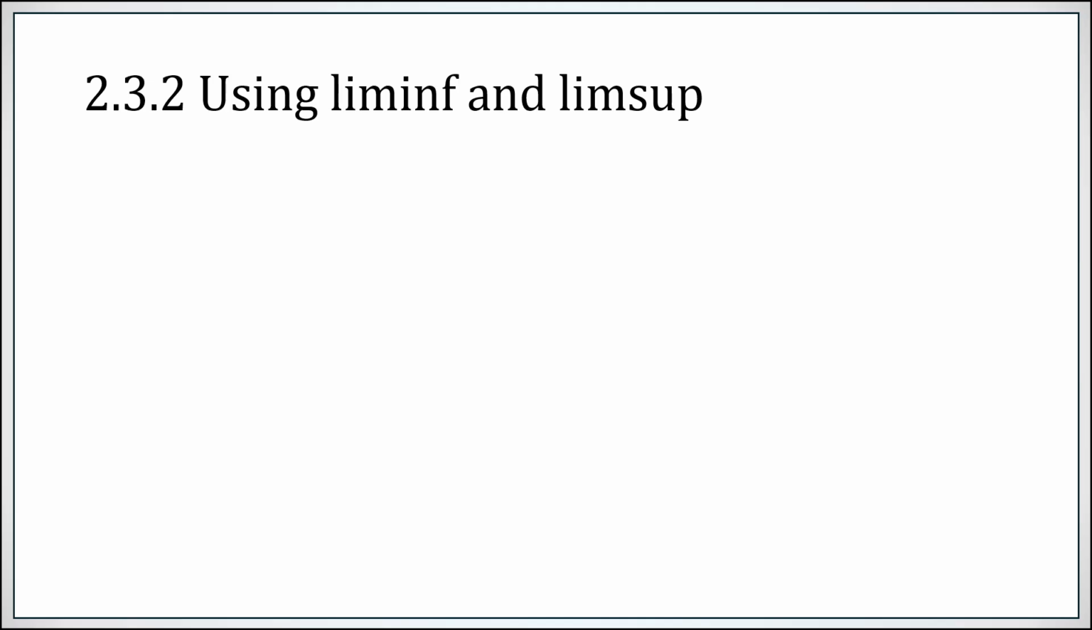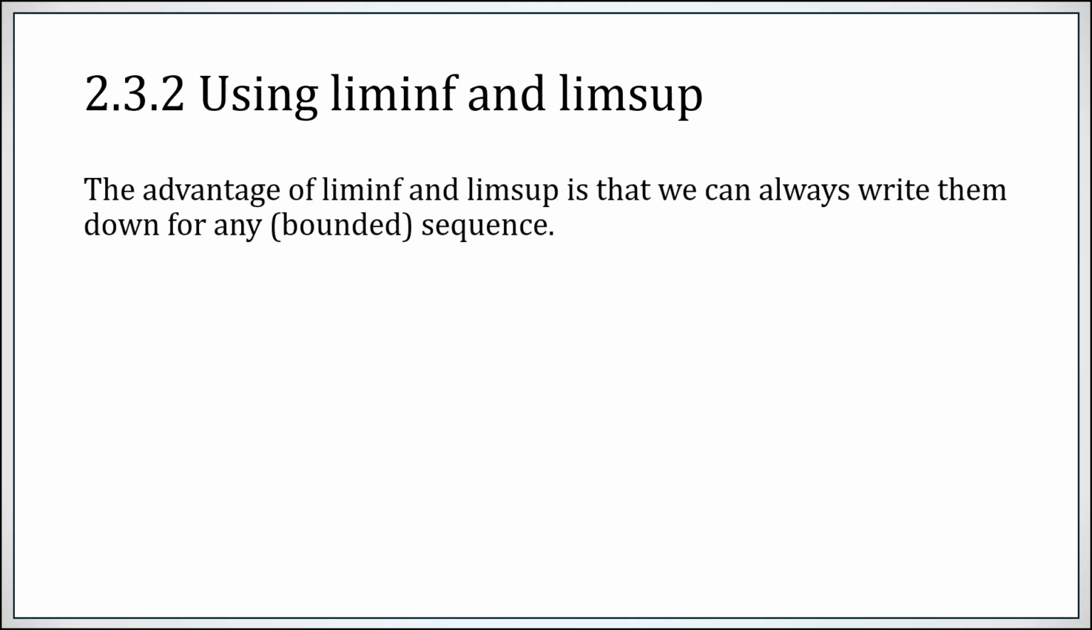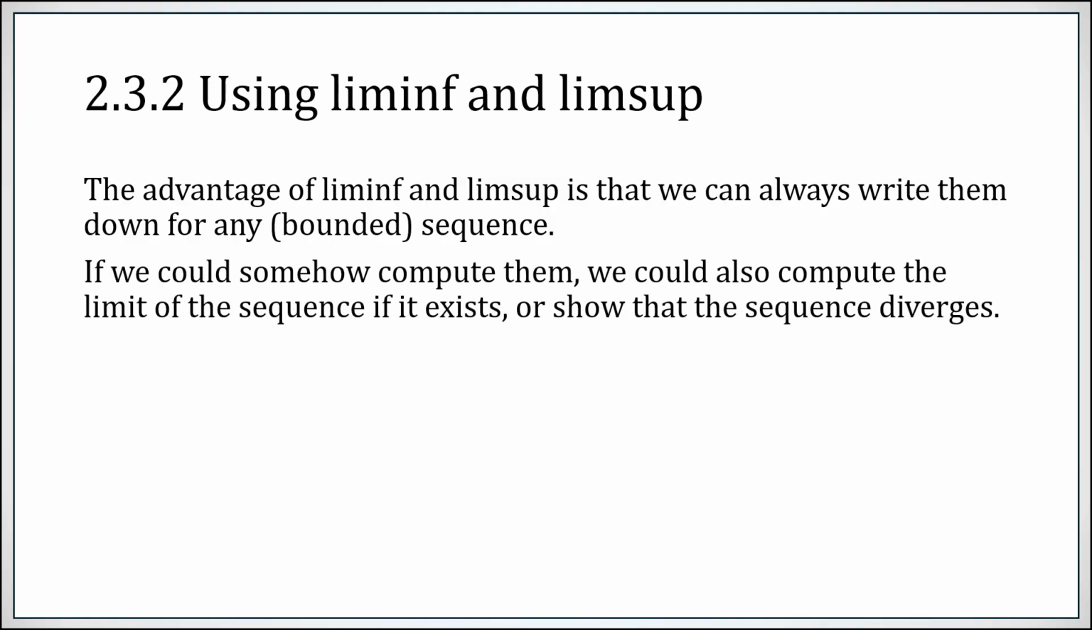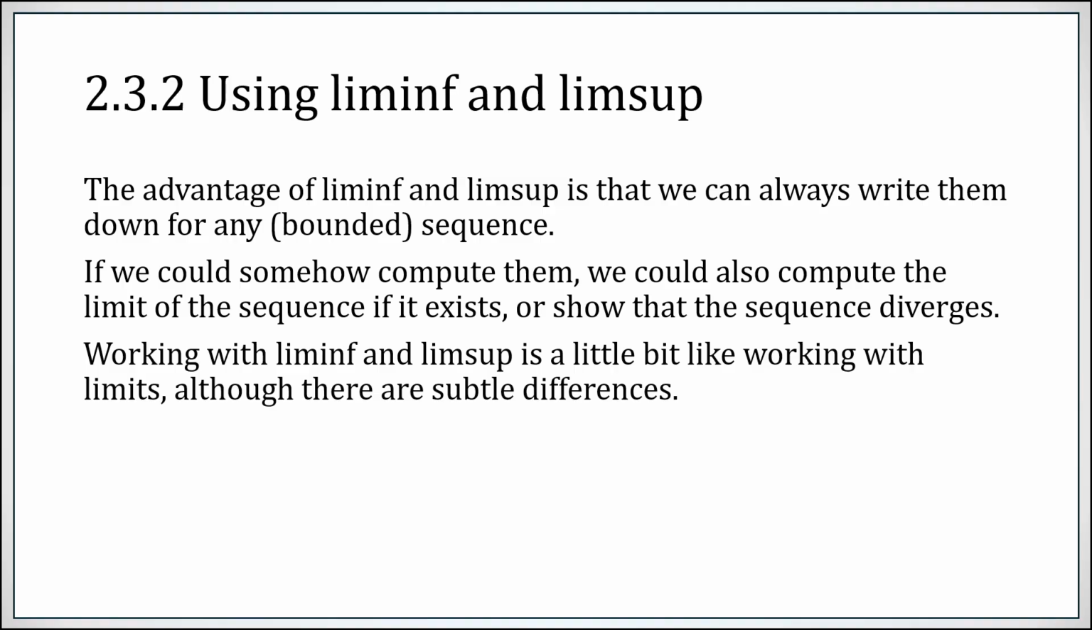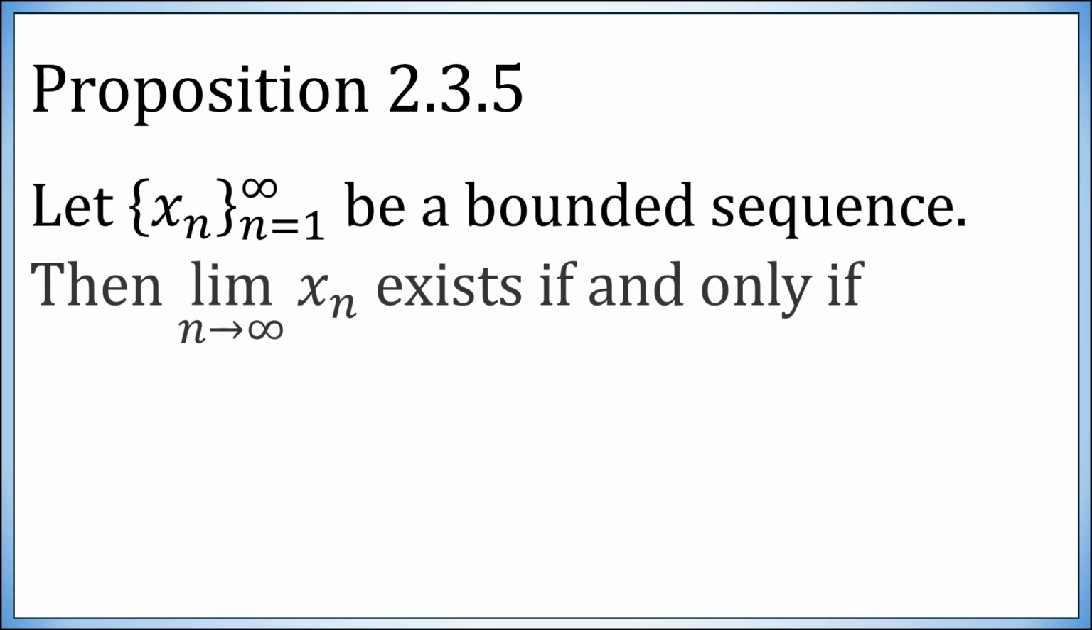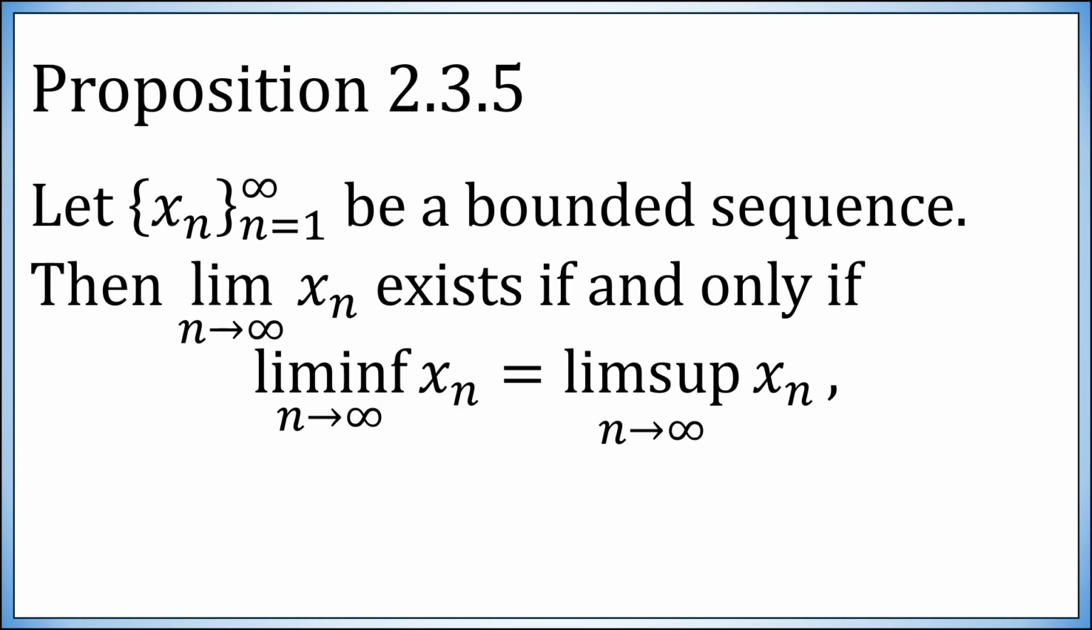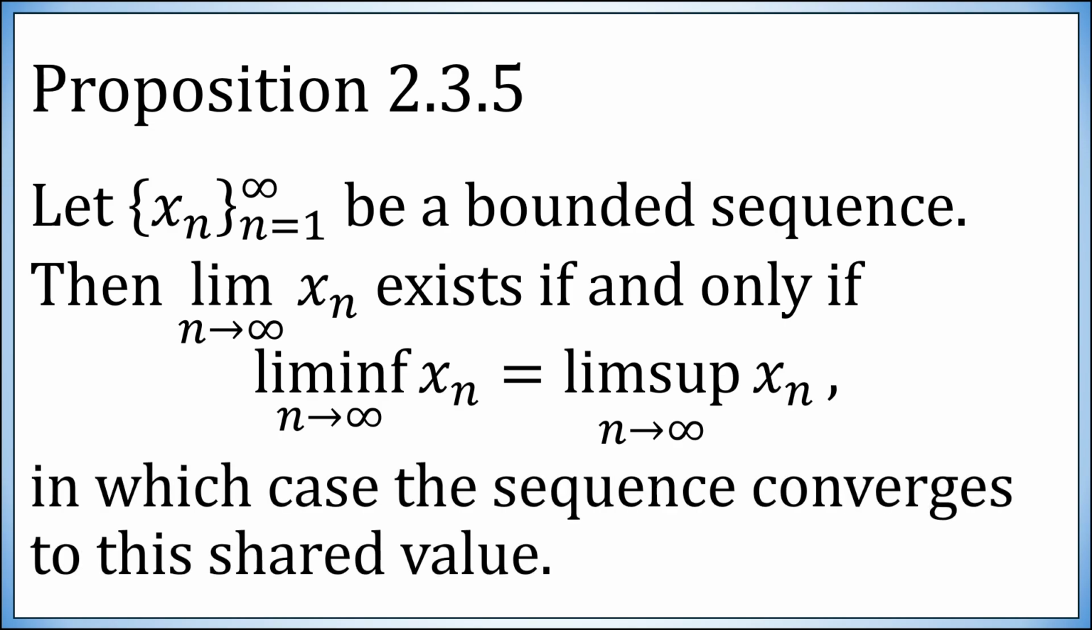How can we use liminf and limsup productively? The advantage to liminf and limsup, while they are a little bit abstract to get your head around at first, is that for any bounded sequence, they must exist. If we could somehow compute them, you can also compute the limit, or show that there isn't one. Working with liminf and limsup is sort of like working with limits, but there are some differences. Prop 2.3.5. Suppose you have a sequence which is bounded. The limit exists if and only if the liminf and limsup are equal to one another, in which case, whatever that shared value is, that is the limit of the sequence.